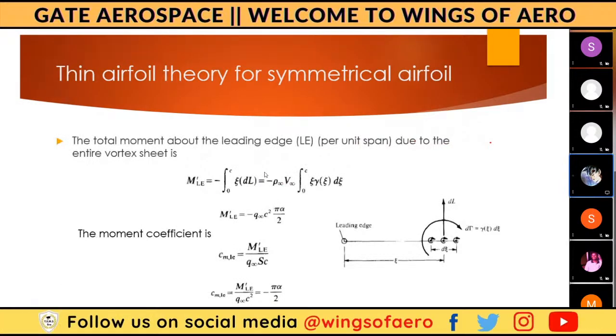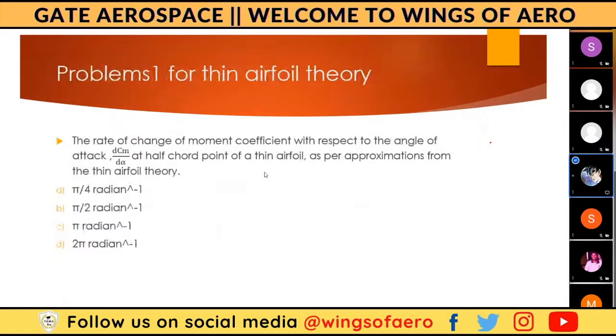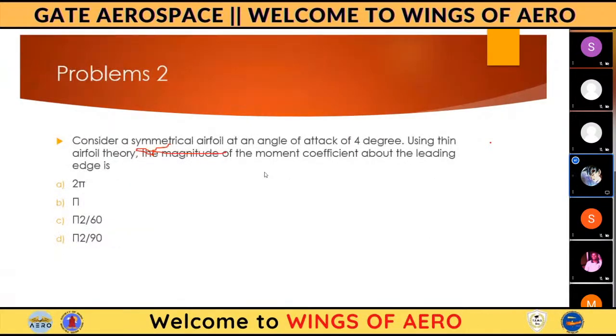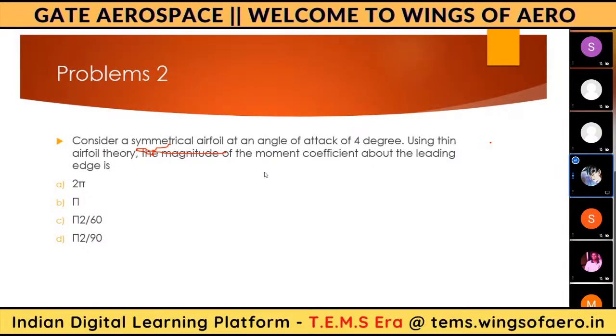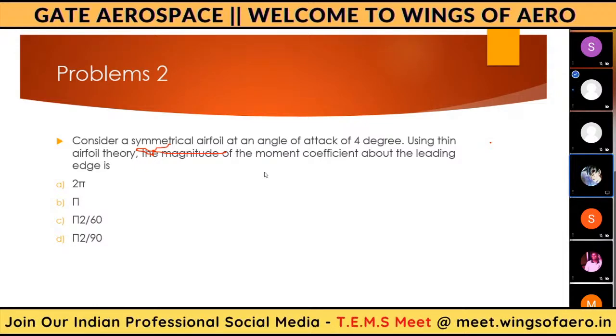But we need to find answers like this now. You need not convert the pi value and multiply the pi value. Just see the answers: 2 pi, pi square by 90. Yes, pi square by 90, sir. That is the correct answer.